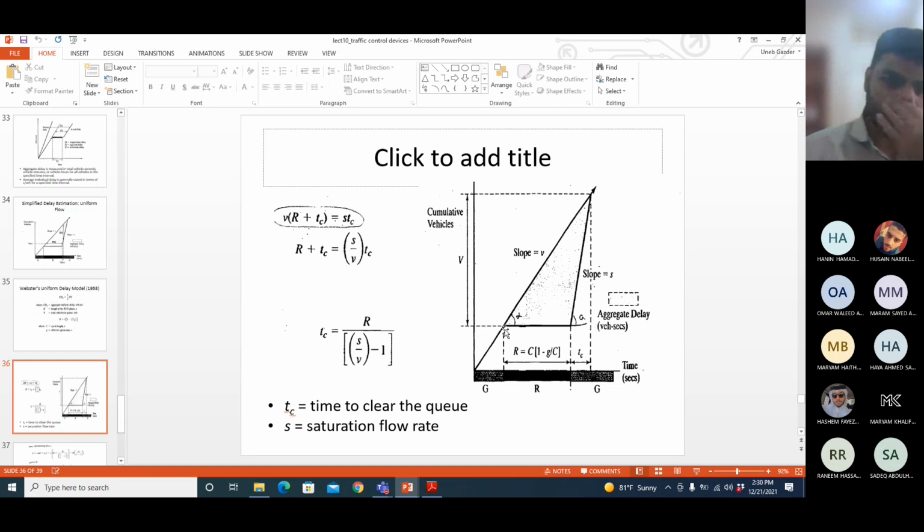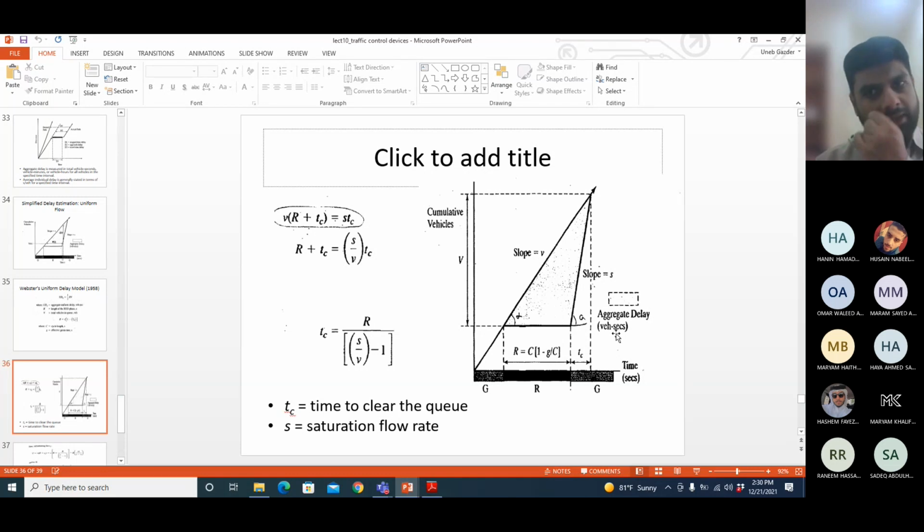So from the start of the red, the queue started to form. Whoever came after this point till this point had to join the queue because he found some vehicles in front of him, or the signal was red for him. So if you take the arrival flow rate and multiply by this complete time, you will still get the same number of vehicles in the queue.